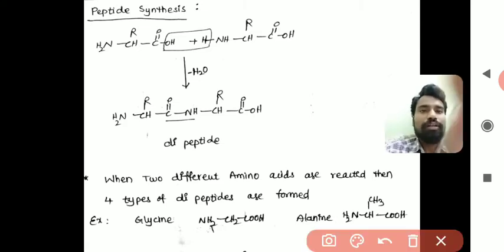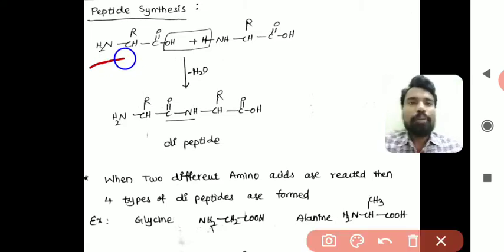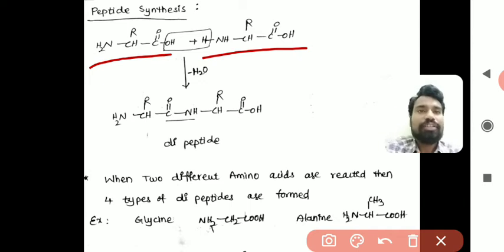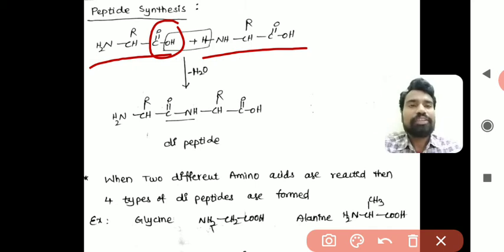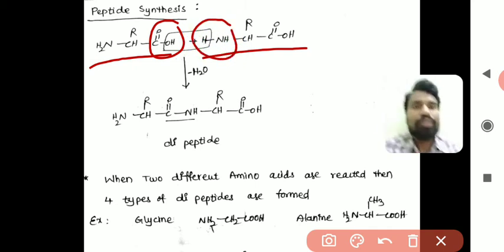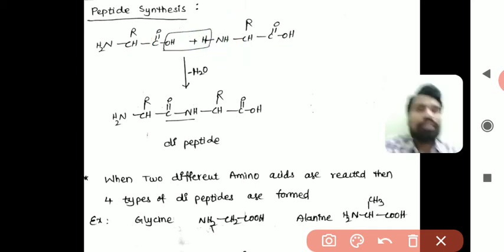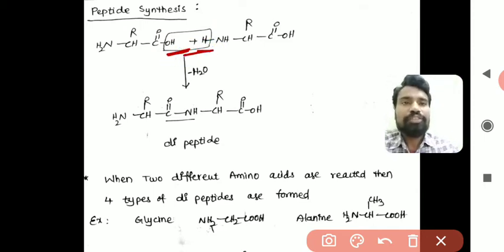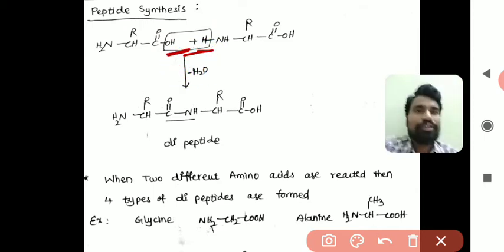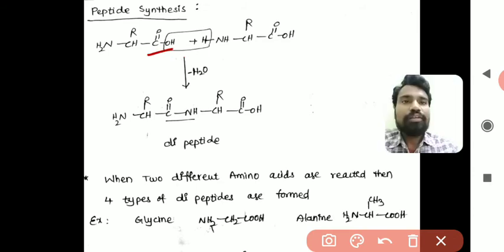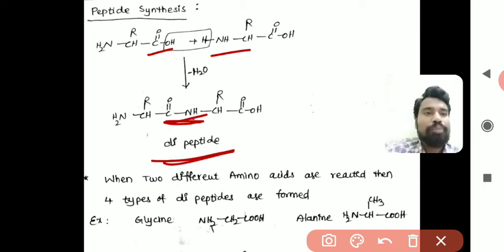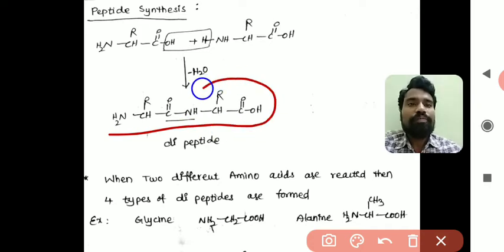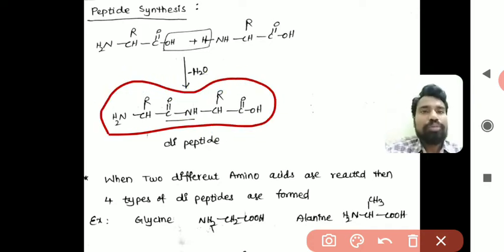When two amino acids react with each other, the carboxylic acid group of the first amino acid reacts with the amino group of the second amino acid, and the OH and H leave as water. Then there is a bond formation between C double bond O and NH, resulting in a dipeptide. This C double bond O NH bond is called a peptide bond. So this is the formation of a dipeptide.